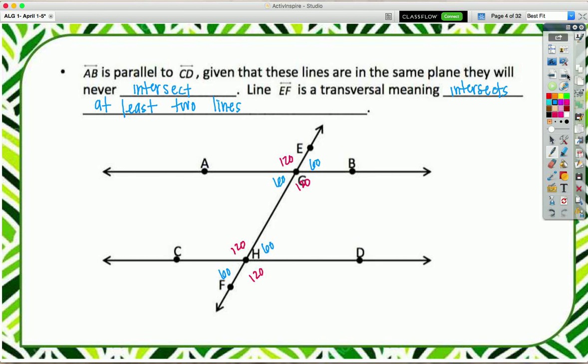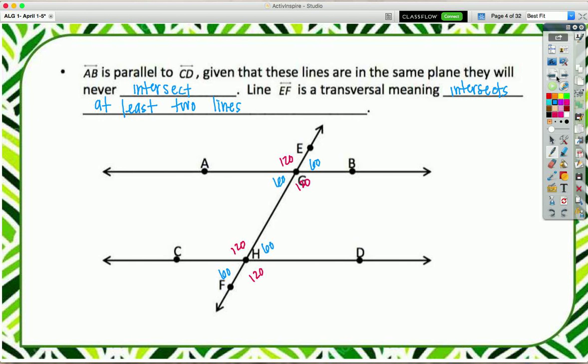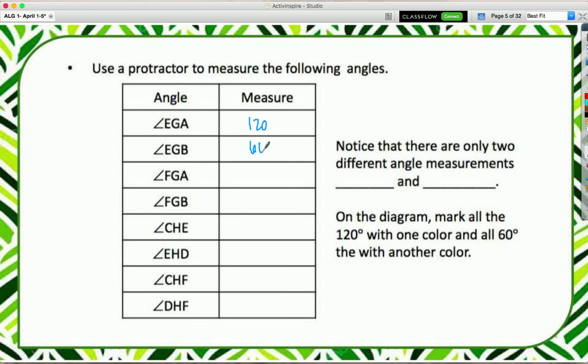So you have a table that asks you to fill in the angle measurements. So what was EGA? EGB was? FGA was? FGB was? CHE? EHD? CHF, 60. And then DHF, 120. Okay, so notice there are only two different angle measurements. There was 60 and 120.